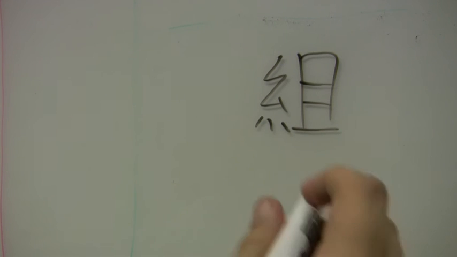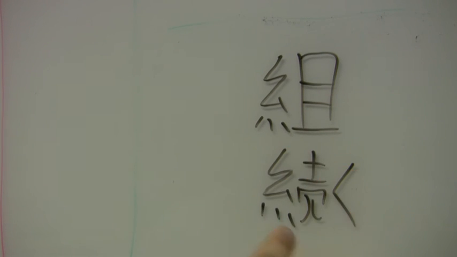Gumi, or family, or kumi. Rensoku. Tsuzuku, I mean. Tsu, zu, ku. That's one of the few cases where it's not zu, but it's zu. So that was quite helpful.